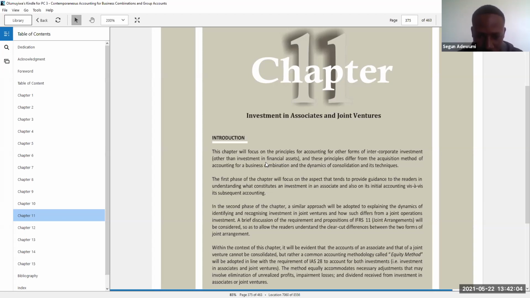Within the context of this chapter, it will be evident that the accounts of an associate and that of a joint venture cannot be consolidated, but rather a common accounting methodology called the equity method will be adopted in line with the requirement of IAS 28 to account for both investments, that is, investment in associates and joint ventures. The method equally accommodates necessary adjustments that may involve elimination of unrealized profits, impairment losses, and dividend received from investment in associates or joint ventures.